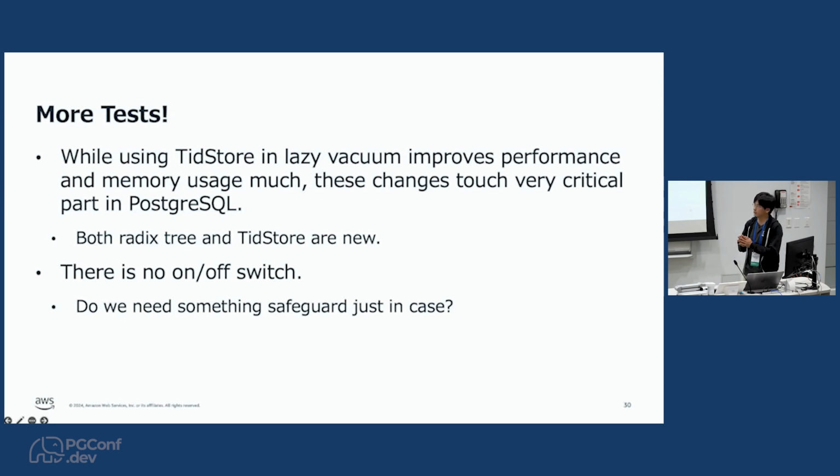And last but not least, while using TidStore in lazy vacuum improves the performance and the memory usage very much, these changes touch a very, very critical part of PostgreSQL. Vacuum is very critical, right? And the internal data structures, the radix tree and TidStore, are new. And also, there is no on-off switch in terms of the data structure. So if there are some bugs in the radix tree or TidStore, the database is going to be corrupted in various ways. So if you're interested, please do more testing. We would really appreciate some feedback or bug reports before the official release.